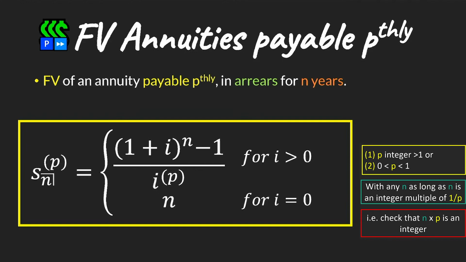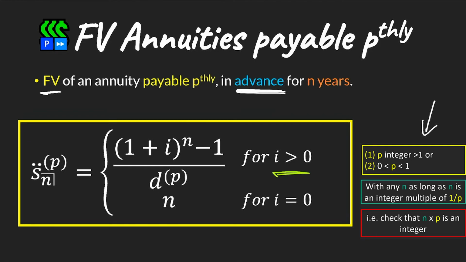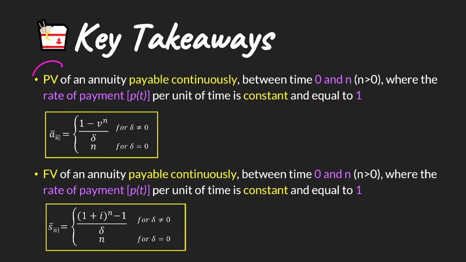More formally, we have the future value of an annuity payable pthly in arrears for n years as follows. And remember, this is when we have p as an integer, or n as an integer, or when n is a non-integer as well as an integer multiple of 1 over p. So this is the case when we want to work out the future value of an annuity payable where the payments are made in advance for n years. Note again, here we need p to be an integer greater than 1, or n as an integer greater than 1, or n as a non-integer where it's still an integer multiple of 1 over p, or if we have p that's between 0 and 1, as long as n in this case is an integer multiple of p, we can use this formula.